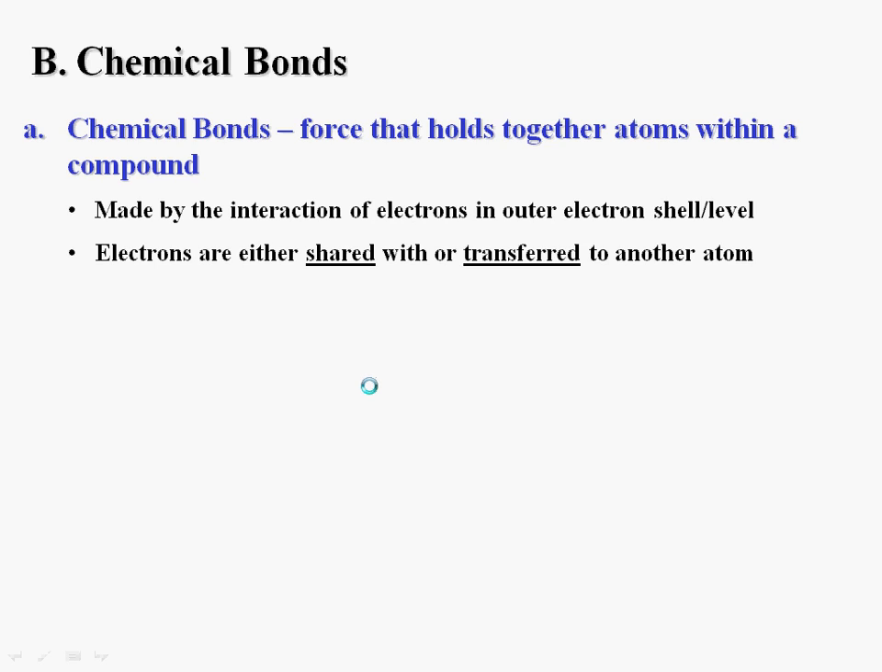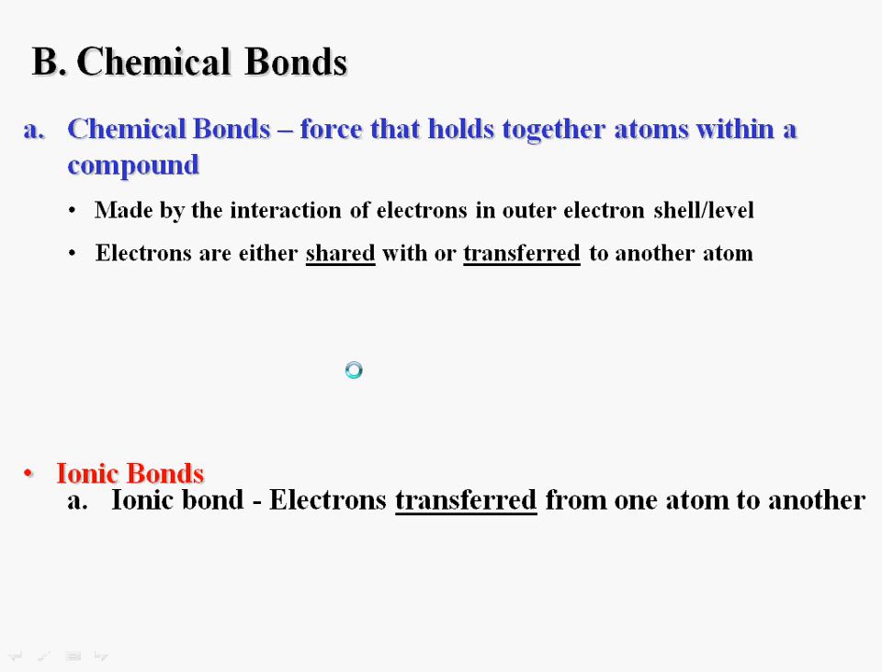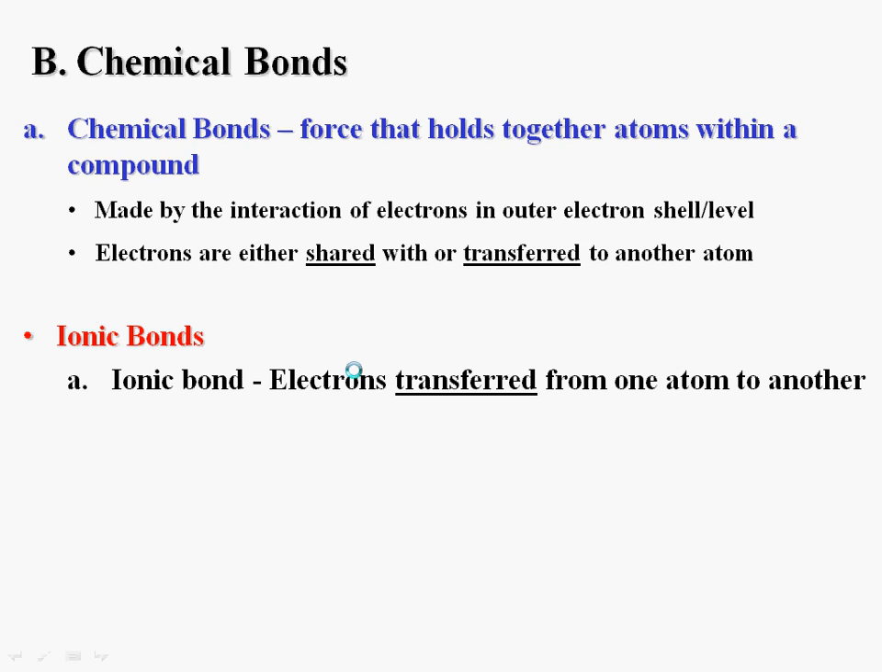All right? So basically, electrons are going back and forth. They're being either shared or given away. The first bond that we talk about is called an ionic bond.